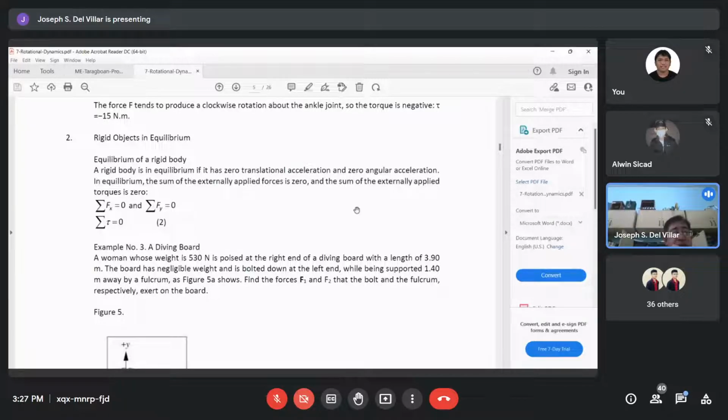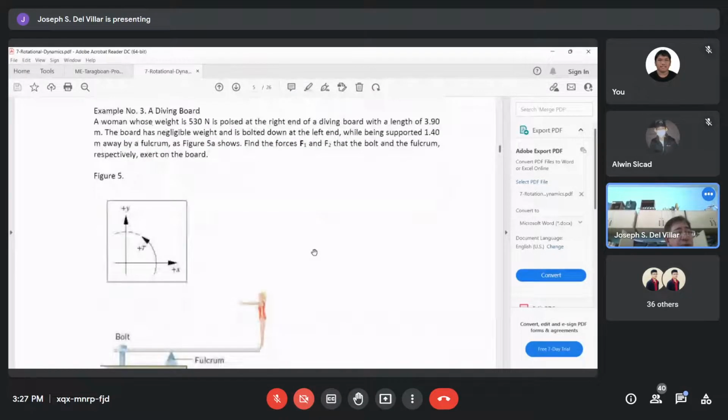Rigid objects in equilibrium. Okay. A rigid body is in equilibrium if it has zero translational acceleration. So yun yung mga conditions for equilibrium. Summation of forces along the horizontal is zero. Likewise, ganun din sa y or along the vertical, zero din ang summation of forces. And another condition of equilibrium is summation of all torques must be equal to zero. Okay? Let's try this diving board.